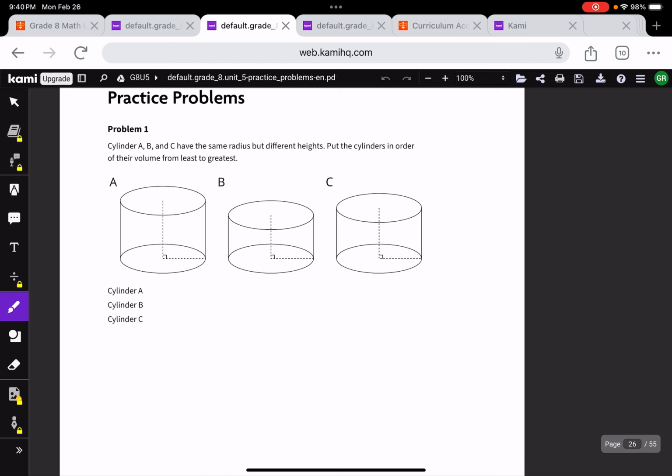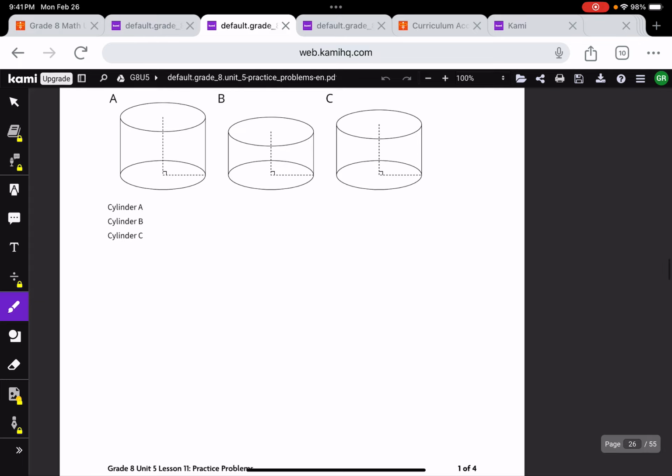It says cylinder A, B, and C have the same radius but different heights. Put the cylinders in order of their volume from least to greatest. They all have the same radius, meaning the width is all the same. So which one of these is going to hold the most volume? That shouldn't be terribly difficult.